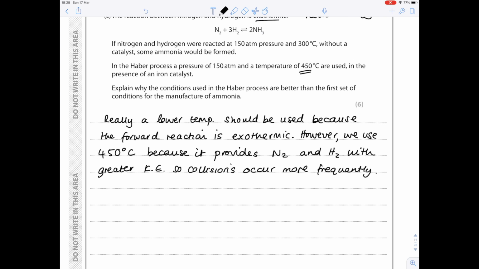Let's have a look now at the pressure. Well, they haven't said too much about the pressure. You can simply state that high pressures give high rates of reaction.